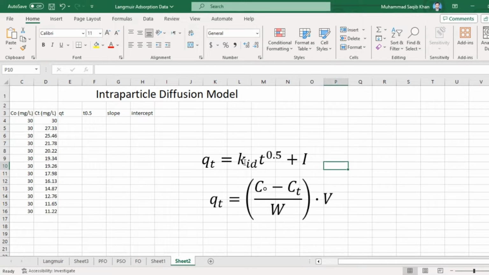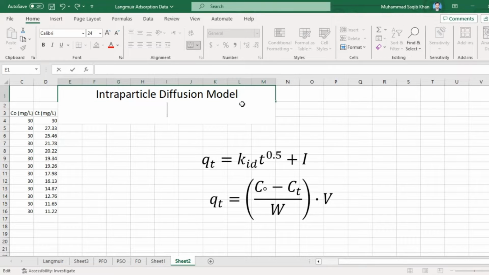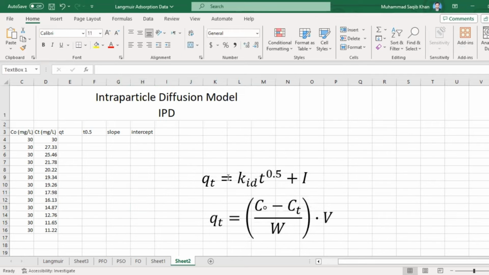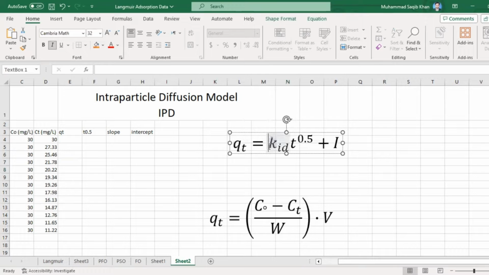This model is also called the Weber-Morris model, or the intraparticle diffusion IPD model. Okay, let's write. IPD model. If you linearize this equation, y equals mx plus c, where y will be Qt, and m will be the k value, our slope. On the x axis we will take t to the power half, and I will be the intercept, our thickness.